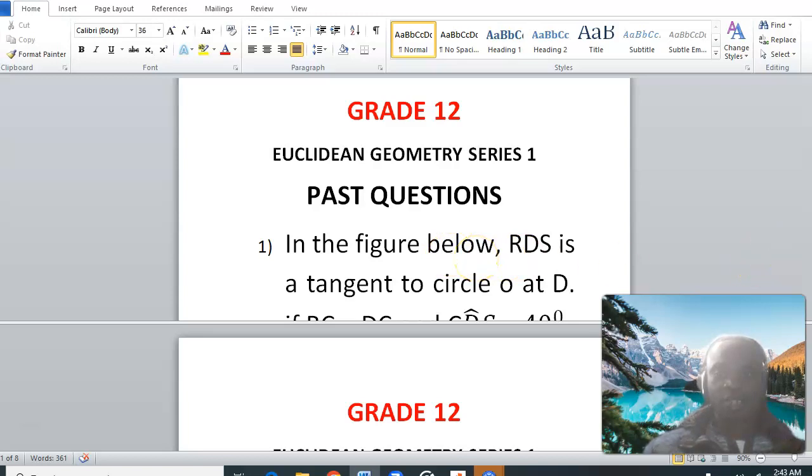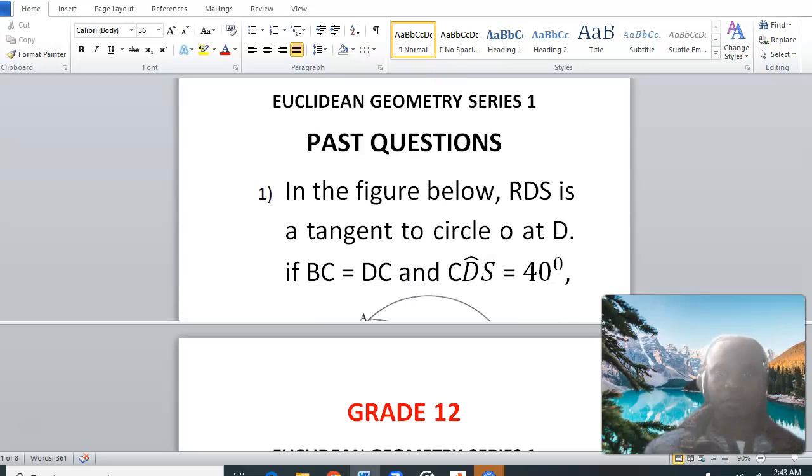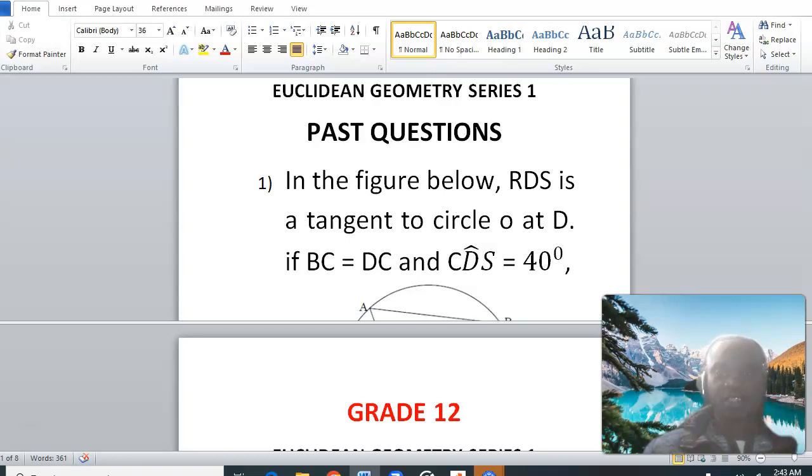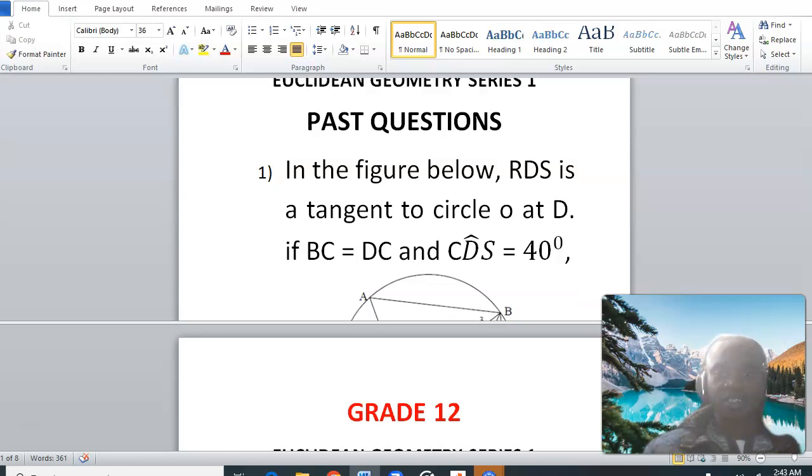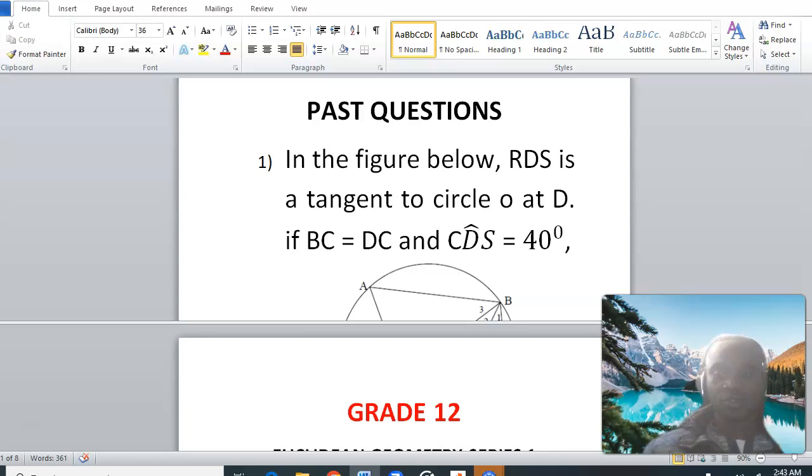First, let's look at this question. This is a past question, but I'm not going to tell you the year. In the figure below, RDS is a tangent to a circle O at D. So I'm going to show you the figure below.